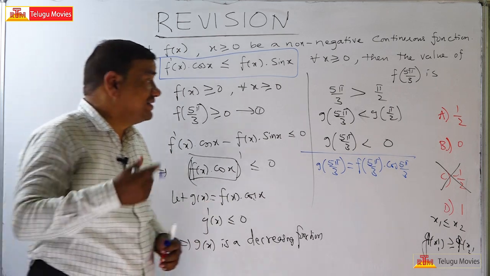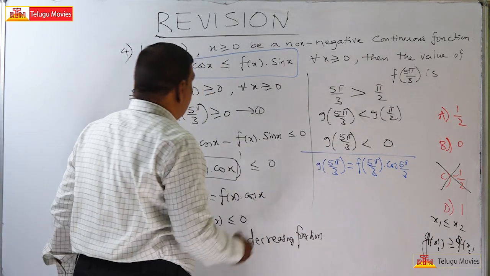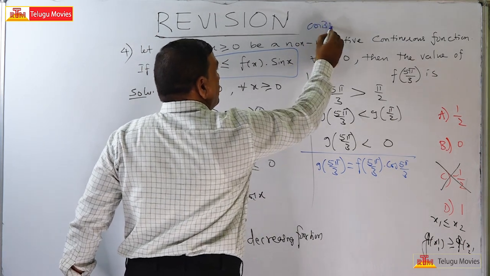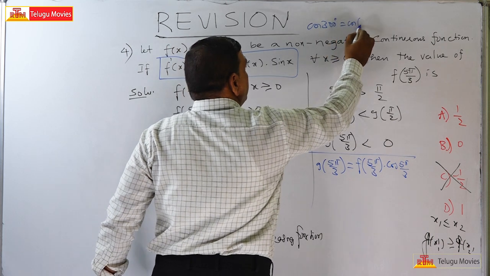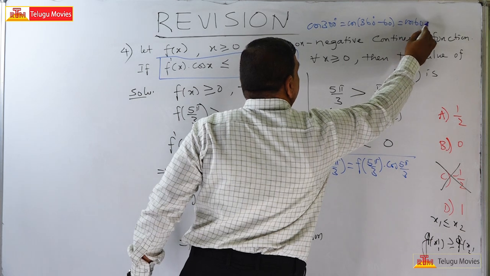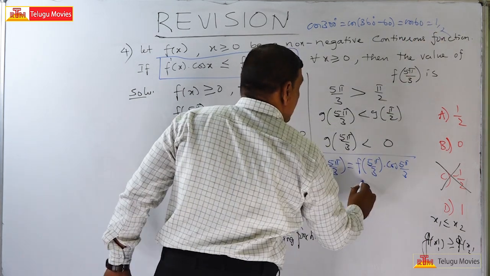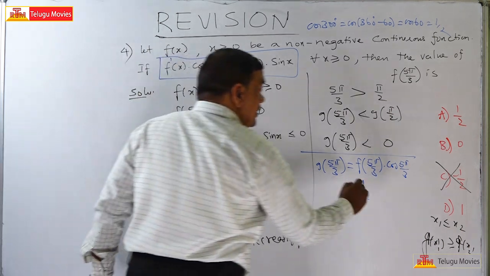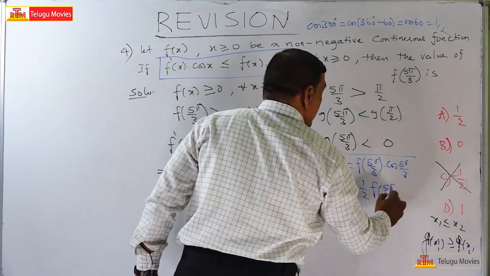5 pi by 3 means 600 degrees. So what is cos 600 degrees? Cos 300 degrees. What is cos 300? 300 means 360 minus 60, that is equal to cos 60. Cos 60 value is 1 by 2. So this is 1 by 2 f of 5 pi by 3.